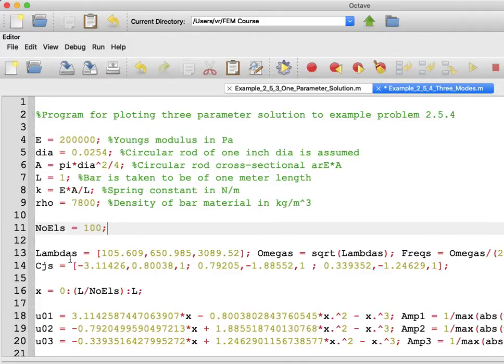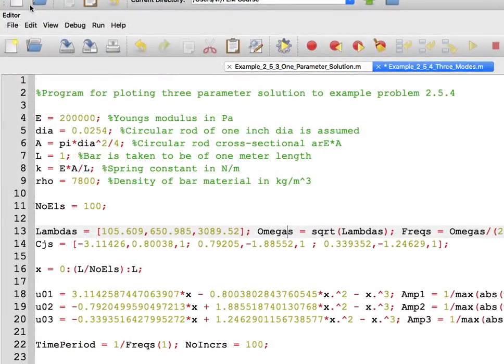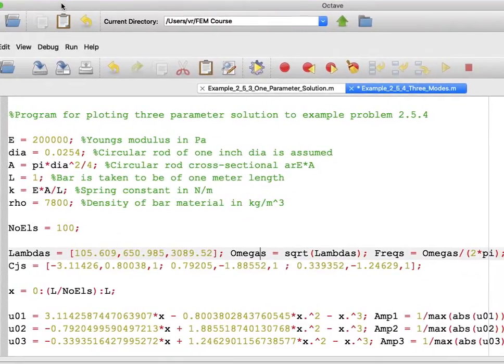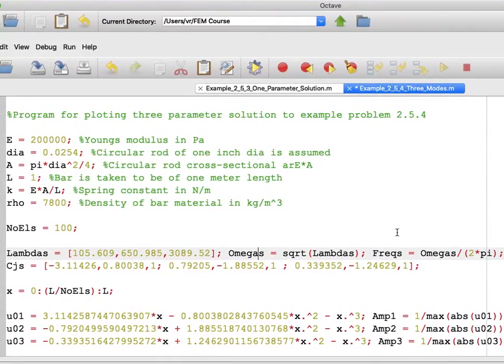From the Mathematica software I have copied the eigenvalues. So these were the three eigenvalues. Once you get these eigenvalues, remember what is omega. Omega was square root of lambda, or lambda was omega square, so I get that. And then after that I computed the frequency as omega divided by 2 pi.